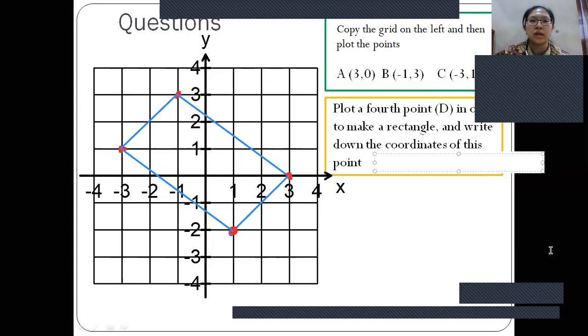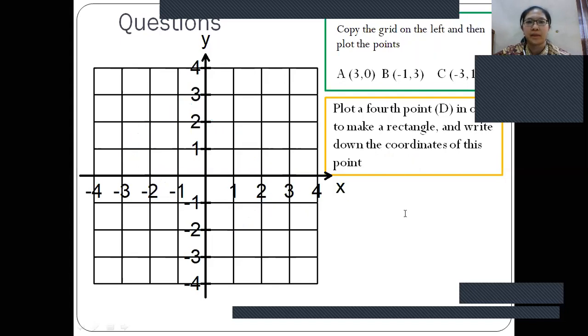So what is the coordinate of D? Remember X then Y. So the coordinate of D is 1 point negative 2. That's how you solve questions about coordinates. Okay. Next.